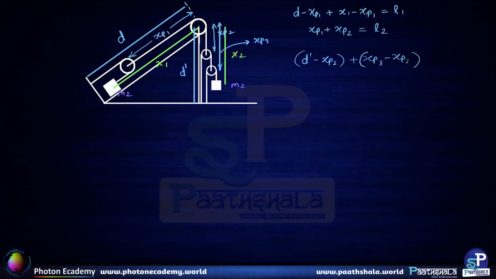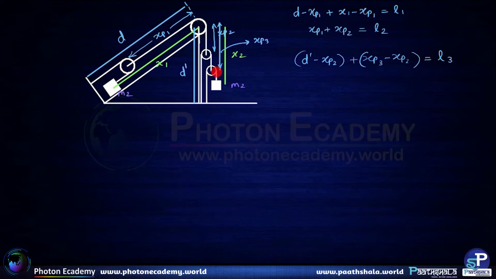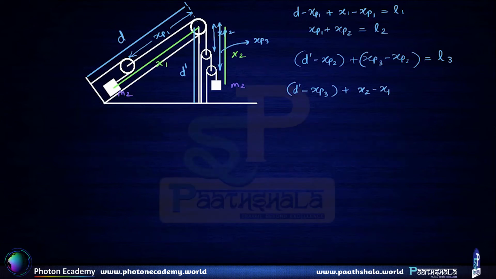So this is basically going to be equal to L3, and there is a fourth string involved. So for that we can write down d dash minus xp3, this much length, and this much length is x2 minus xp3. So we can write down d dash minus xp3 plus x2 minus xp3. This is L4. So on double differentiating these four, we can get down the relationship between the accelerations.